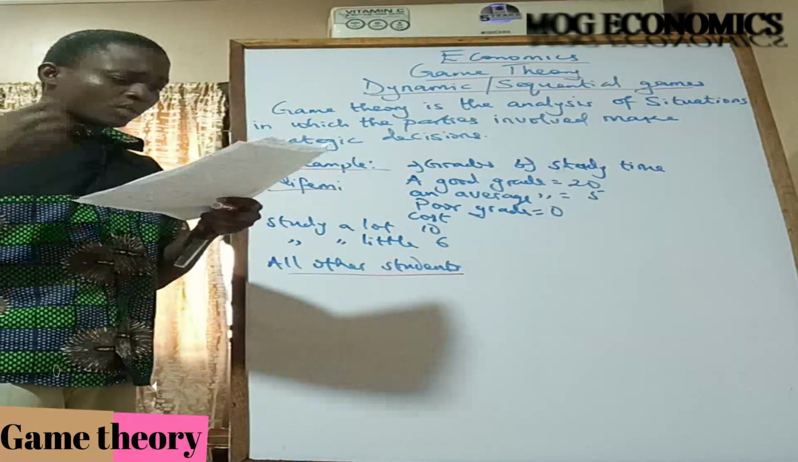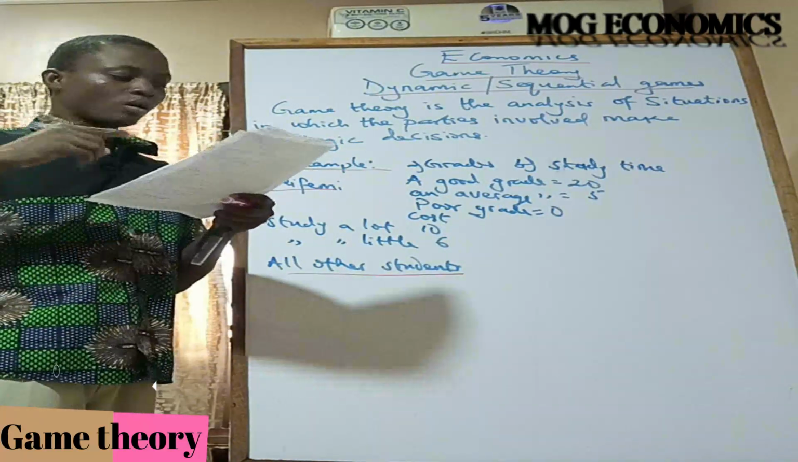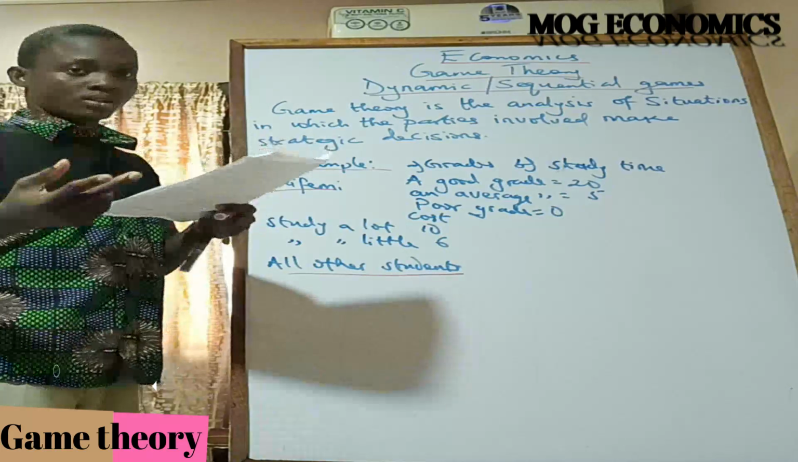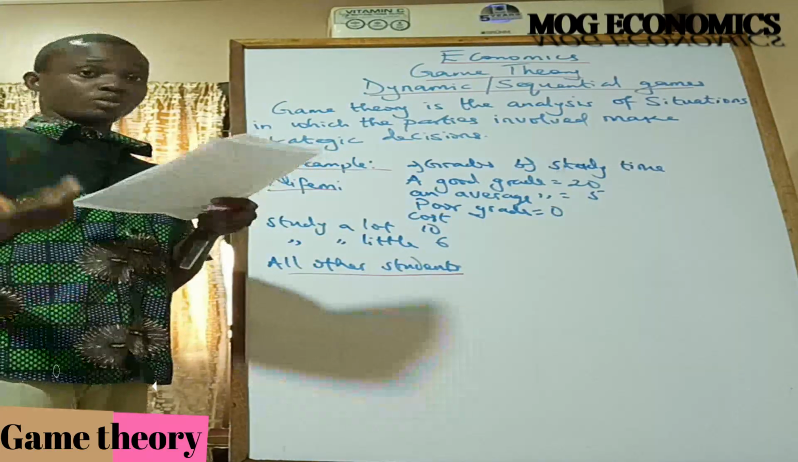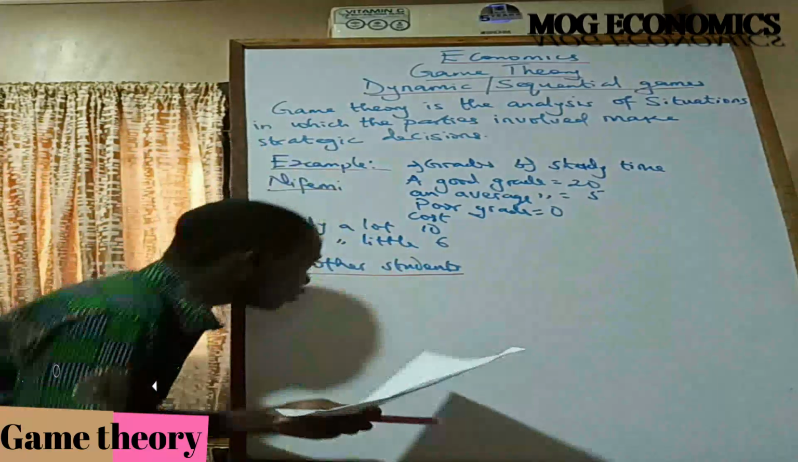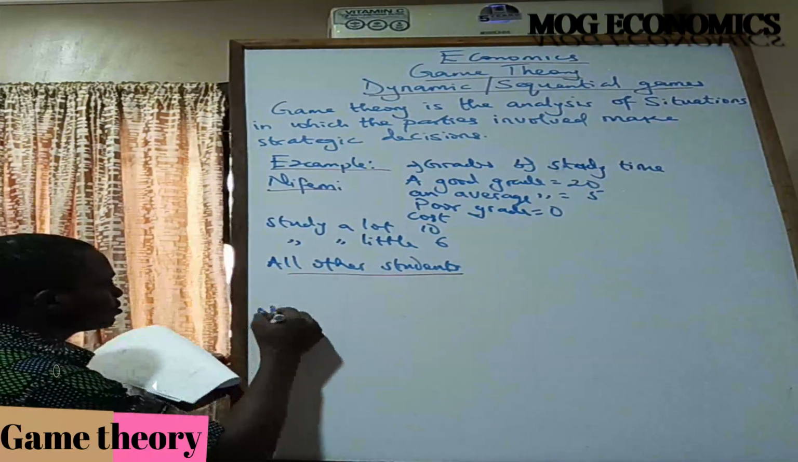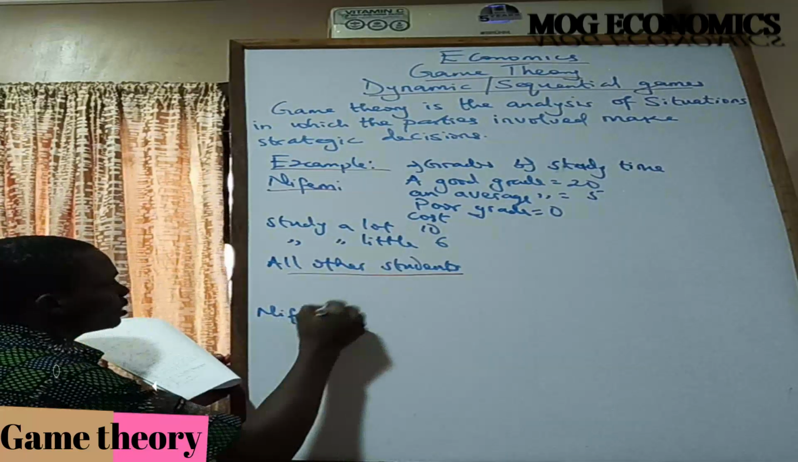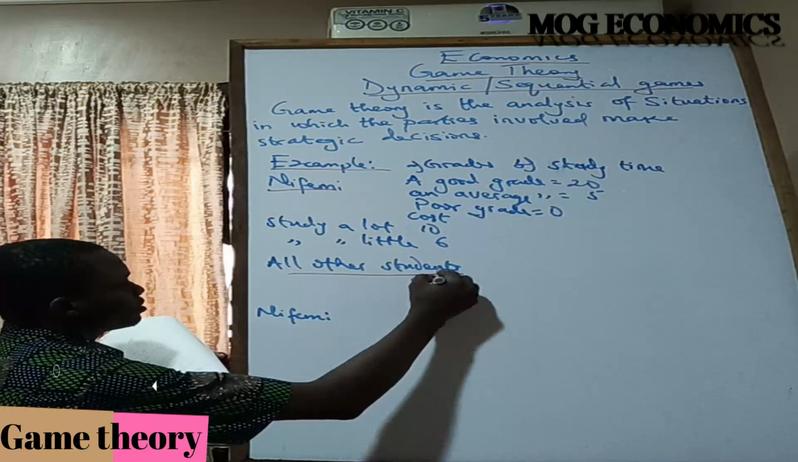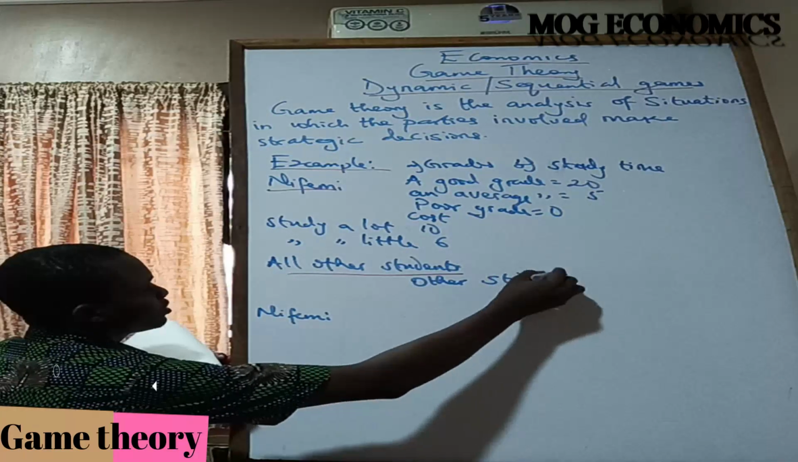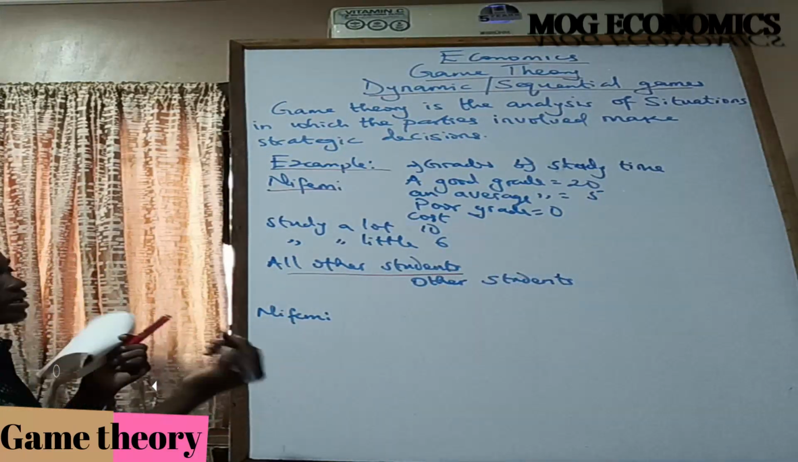The question says, moreover, if Nifemi studies a lot and all other students study a little, so those are two strategies. So that means study a lot is a strategy, then study a little is a strategy. So we'll just come here. So Nifemi, then other students. So other students are just classified as one person.